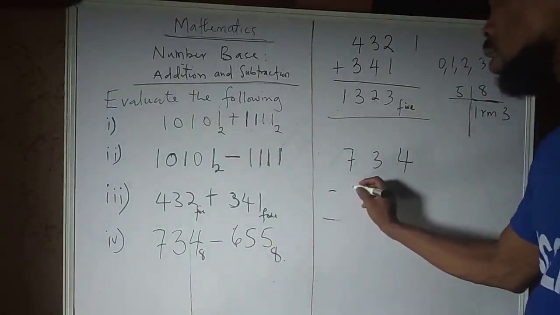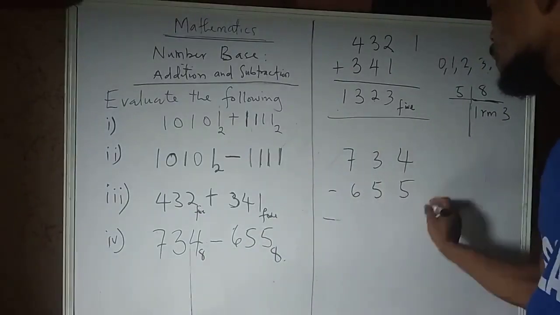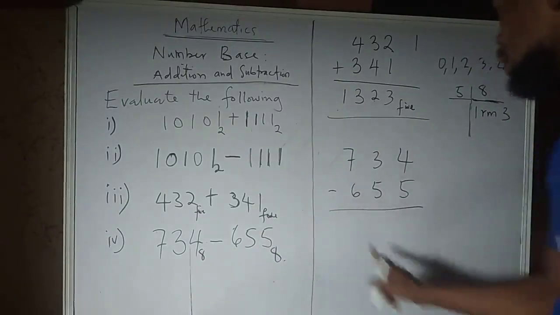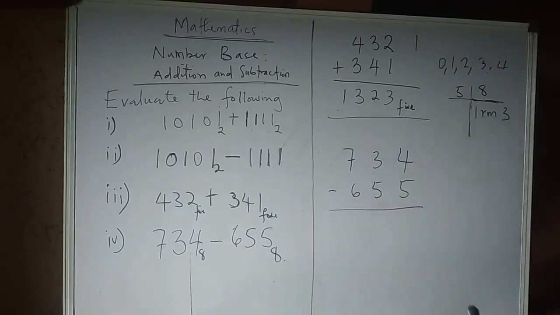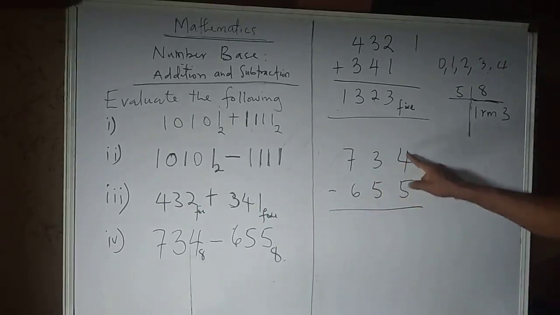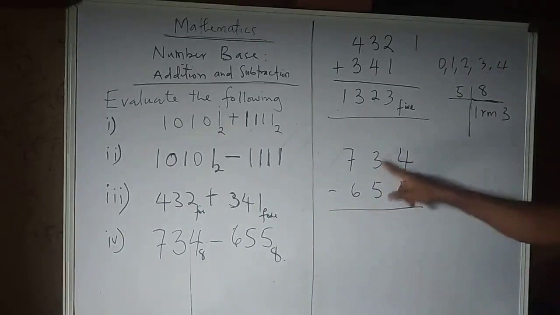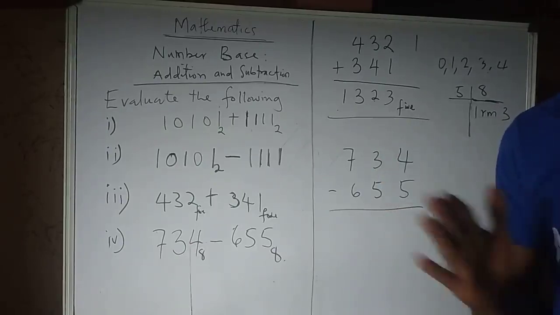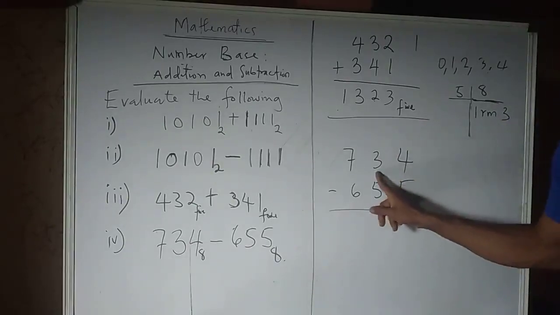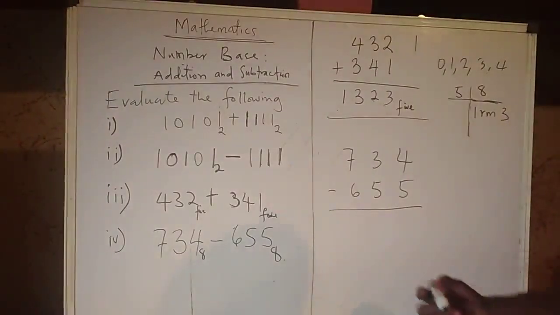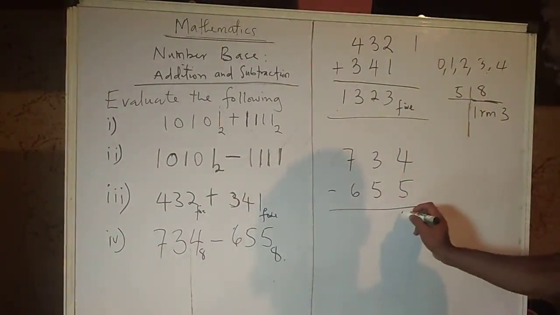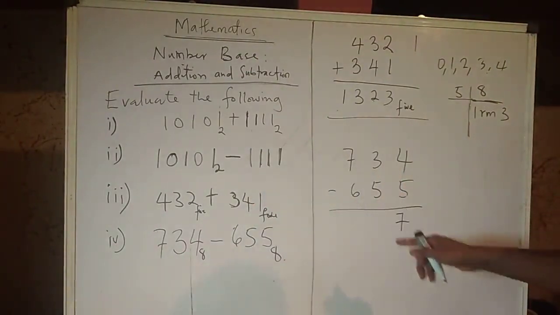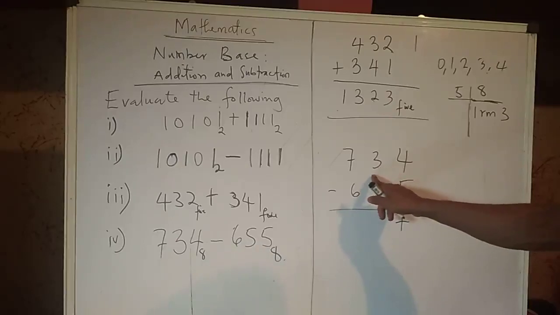So we are going to look at the next one, which is 734 minus 655 in base 8. So 4 minus 5 cannot happen, right? So we have to borrow 1 from here and add to this. Whatever we borrow from here and add to this, that one we borrow is equivalent to 8. If it was in base 10 and we borrow, we will call it 10, right? So what we borrow from here is 8. 8 plus 4 is 12. 12 minus 5 is what? 7. Then what is left here is 2.